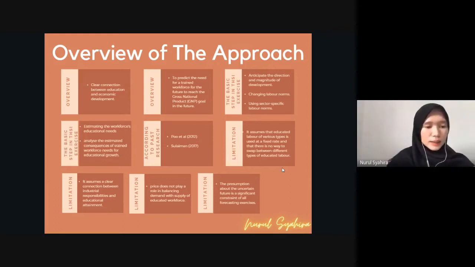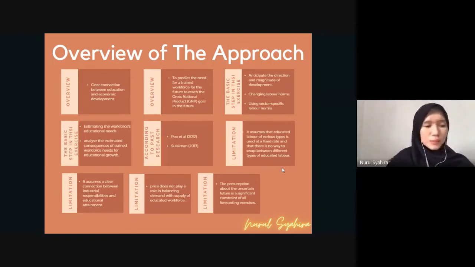The approach's first limitation is that it assumes that educated labor of various types is used at a fixed rate and there is no way to swap between different types of educated labor. The second limitation is that it assumes a clear connection between industrial responsibilities and educational attainment. In this form of education planning, price does not play a role in balancing demand with supply of educated workforce, whether in terms of the cost of creating an educated workforce or in terms of educated people's salaries and wages.